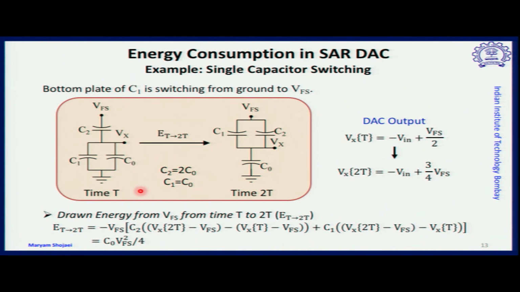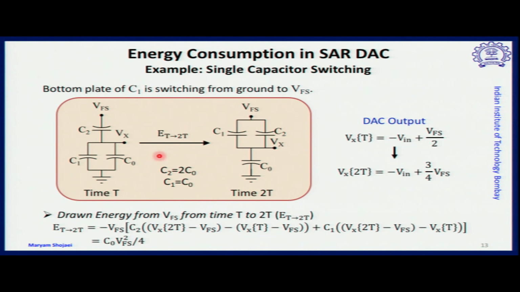So here the capacitors are the same as before, binary weighted. So we have capacitor C0, C1 which is the same as C0, and C2 which is 2C0. The initial condition is such that C2 is connected to V full scale, and C0 and C1 are grounded. And Vx is the same Vx which was shown in the previous slides. It's eventually connected to the negative terminal of the comparator.